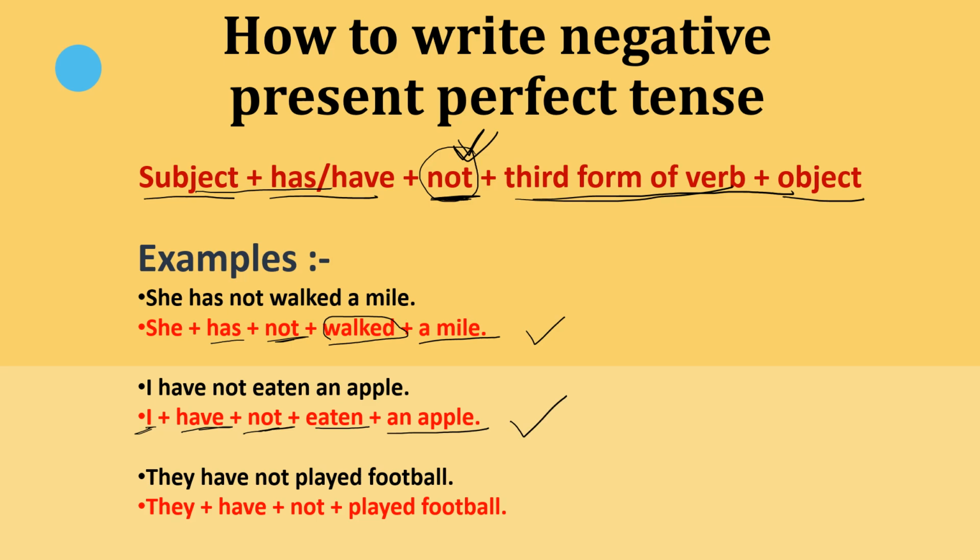They have not played football. They is the subject here. Have is used for the plural form. Have not is used to make the sentence negative. Played. Now played is the third form of the verb play. And then the rest of the sentence. So this is the sentence in the negative form.